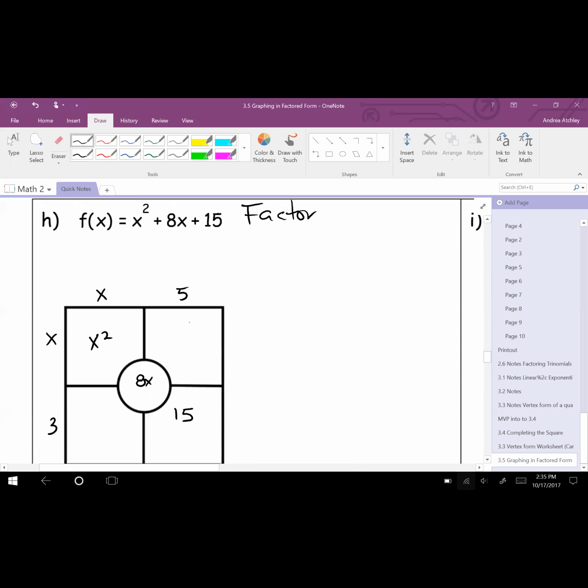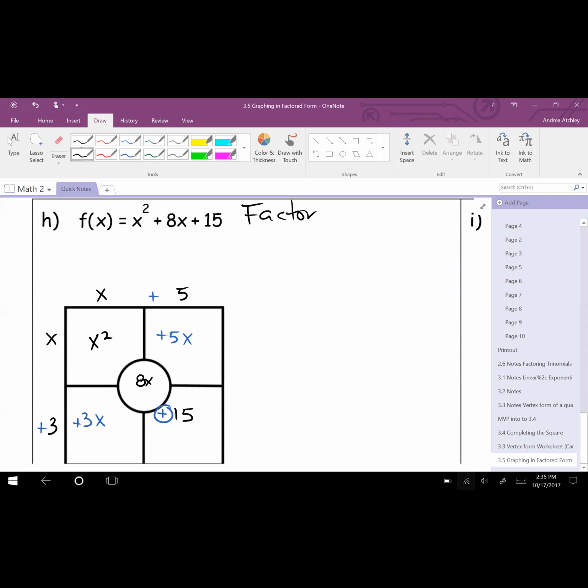Okay, multiply to find this area. 5 times x is 5x. Then x times 3 is 3x. If I add them, do I get 8? Yes, super easy, good easy factoring right now.